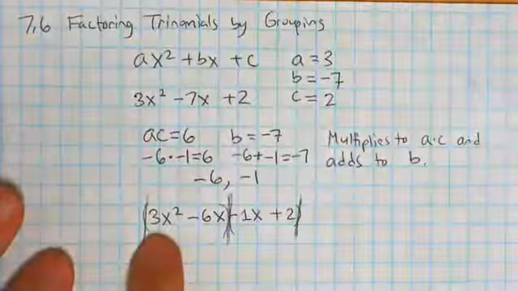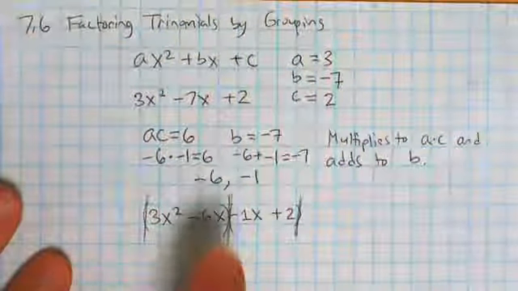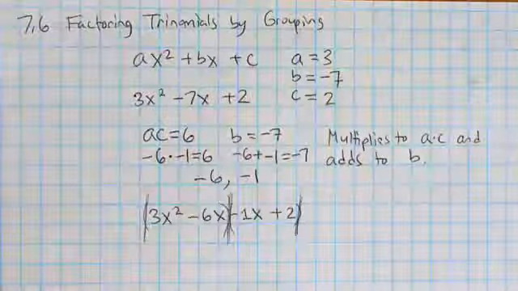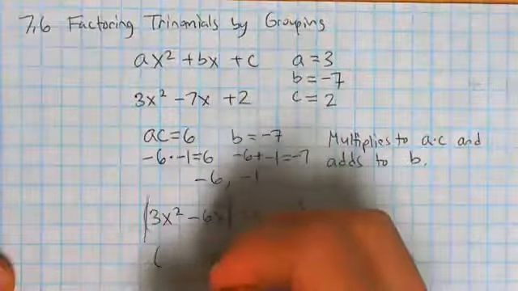So I'm first going to look at the 3x squared and the minus 6x. And we need to figure out what do they share. So now I'm actually going to put some parentheses in.